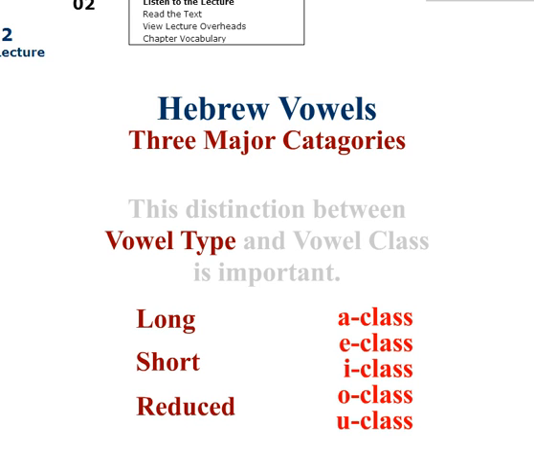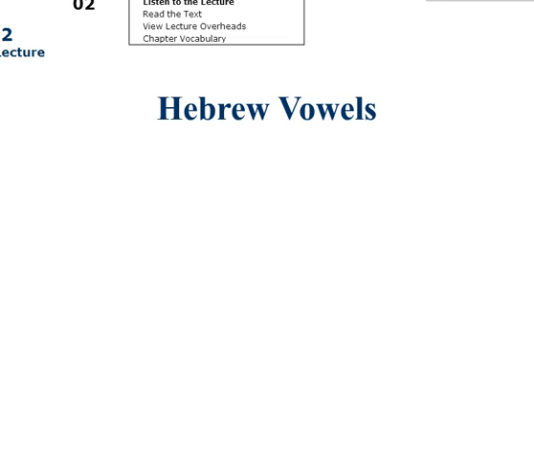Within these 3 vowel types, again, long, short, and reduced, there are 5 vowel classes. And the vowel classes are A, E, I, O, and U. Now we are ready to begin the study of the first vowel type, long vowels.